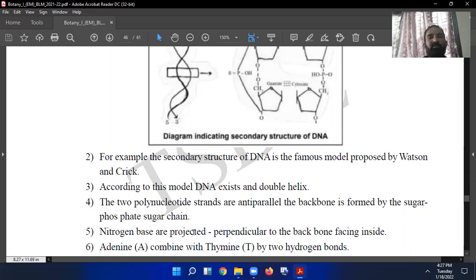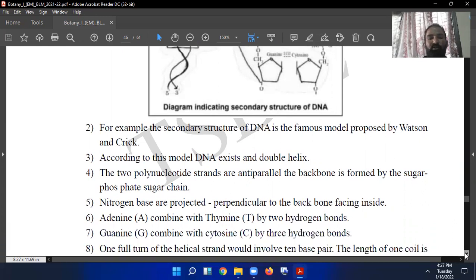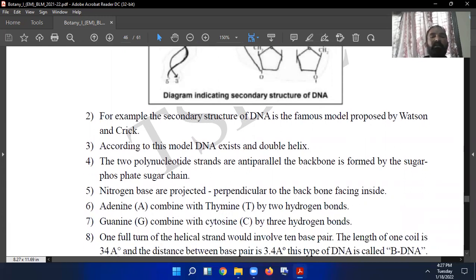There are only four nitrogen bases: adenine, thymine, guanine and cytosine. Adenine, represented by capital A, is always combined with thymine, represented by T, by two hydrogen bonds. Guanine, represented by G, is combined with cytosine, C, by three hydrogen bonds. One important point to remember: adenine always combines with thymine only, and guanine always combines with cytosine only.